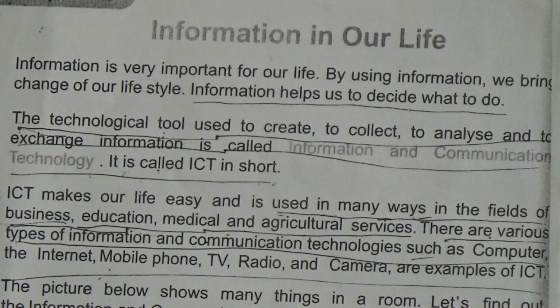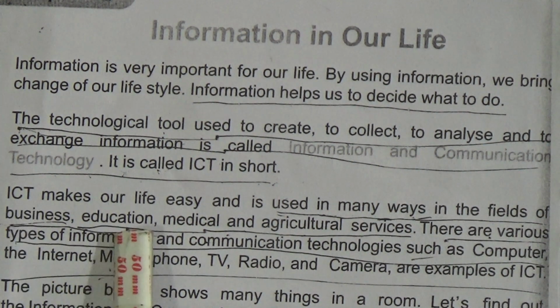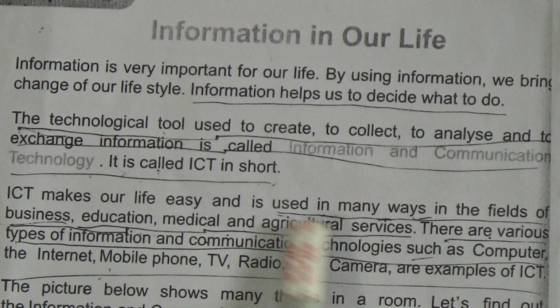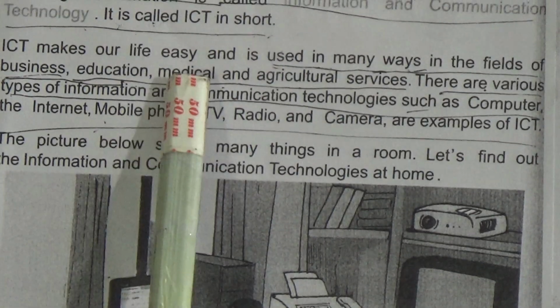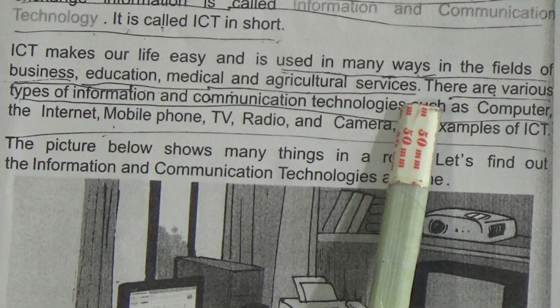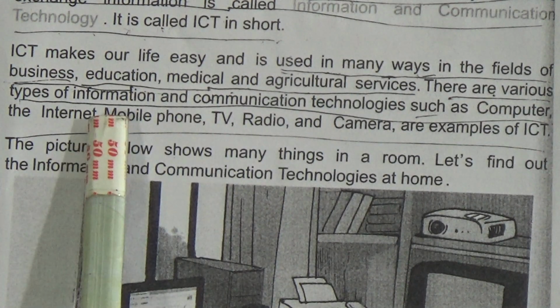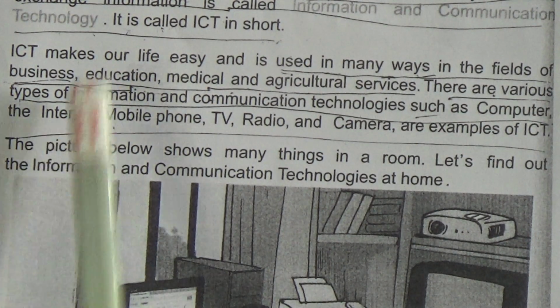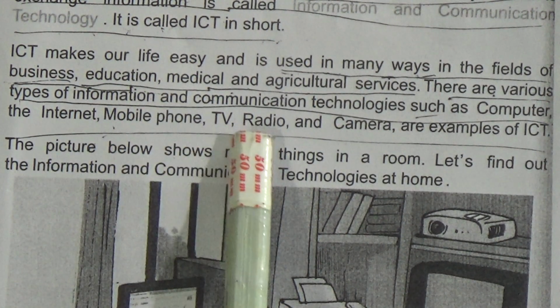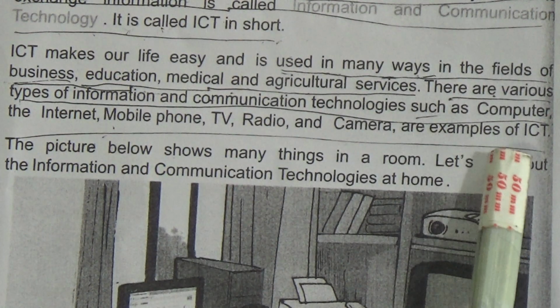We collect different kinds of information with the help of different tools like TV, radio, mobile phone, fax or other tools. ICT makes our life easy and is used in many ways in the field of business, education, medical and agriculture services. There are various types of information and communication technologies such as computer, the internet, mobile phone, TV, radio and camera are examples of ICT.